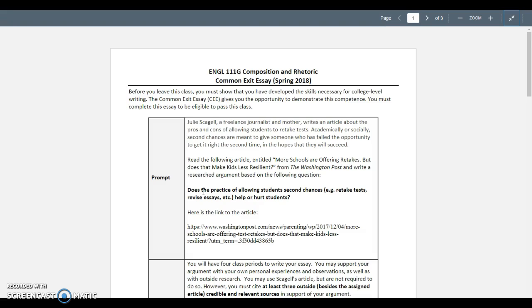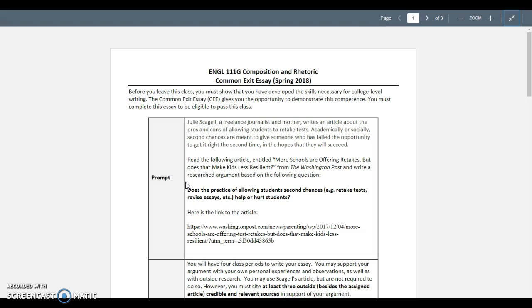However, I've been teaching this class since 2008, 2009, and I've only had maybe 1 or 2 students who didn't pass the class because of the English 111 common exit essay. The only reason they didn't pass was because they didn't revise. So if you revise and you make the changes that were outlined in the feedback, you should be fine. So let's go ahead and look at the first topic.